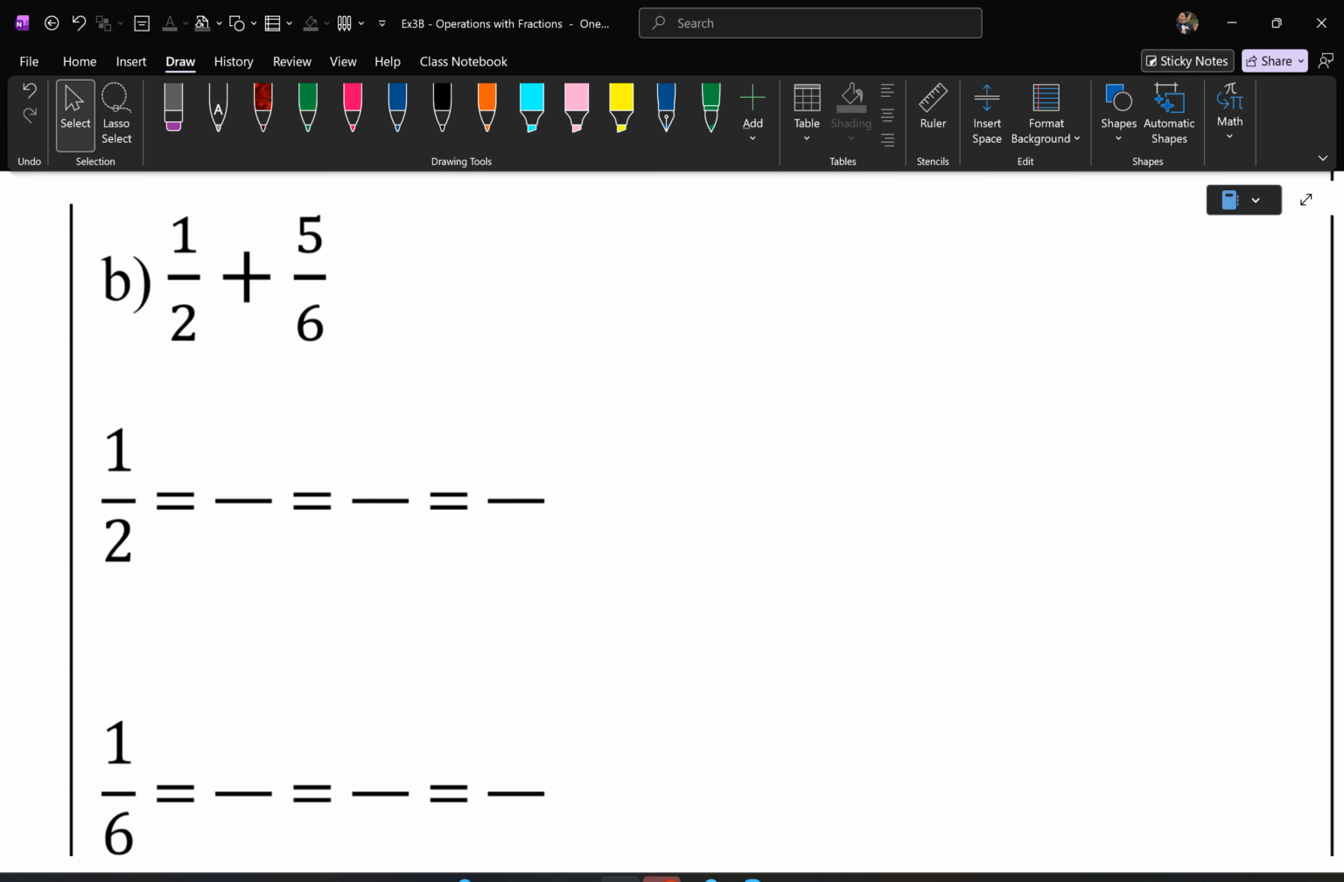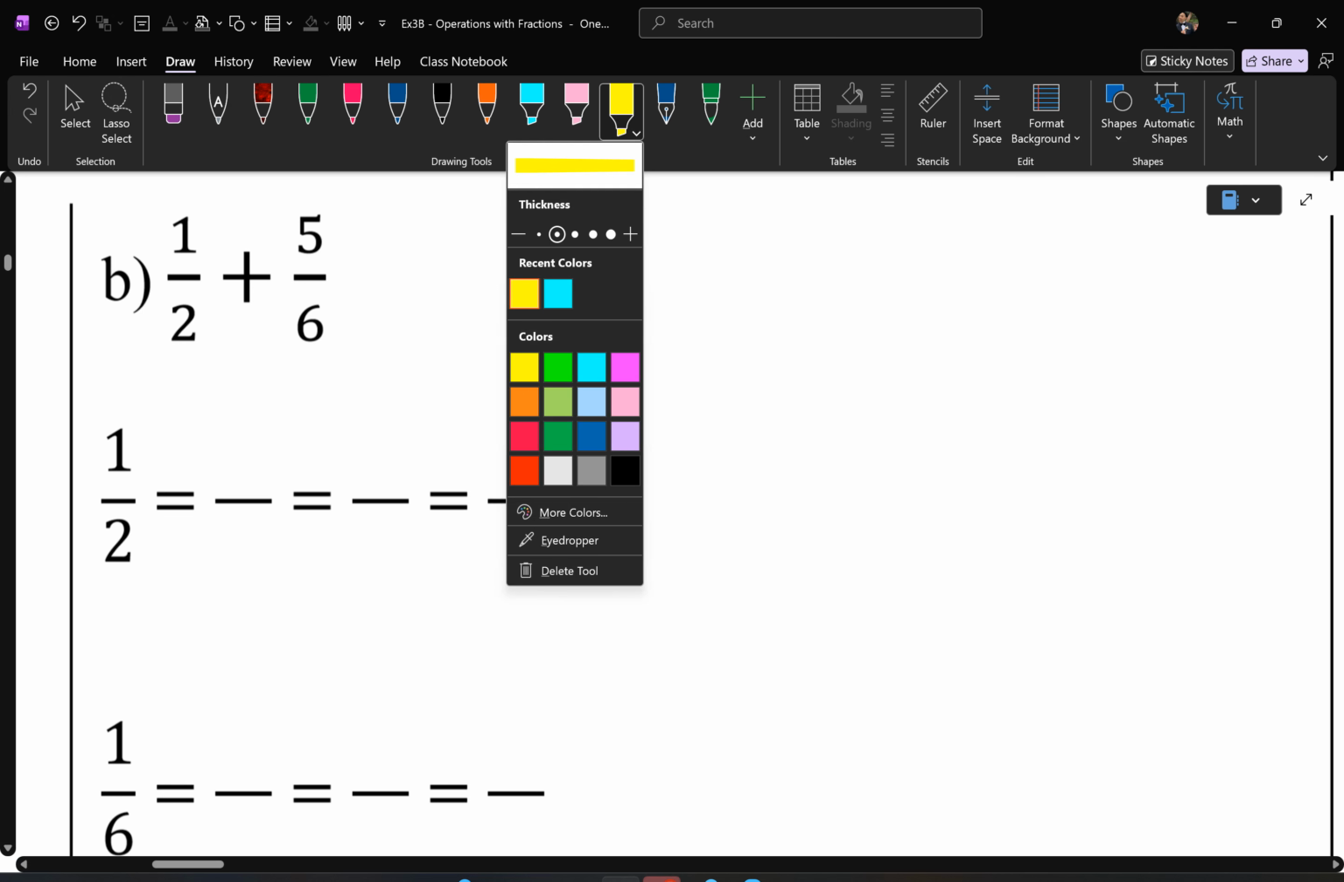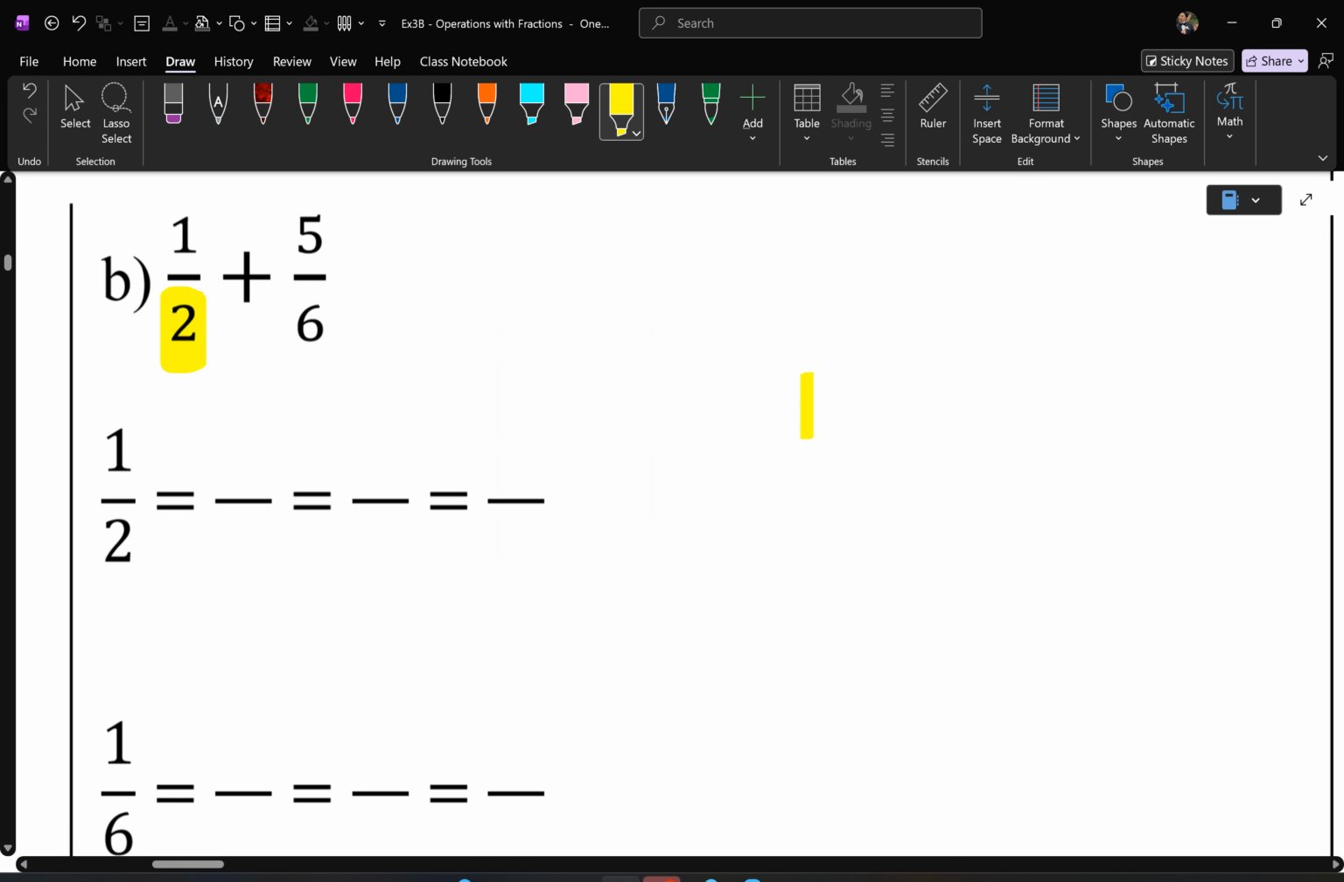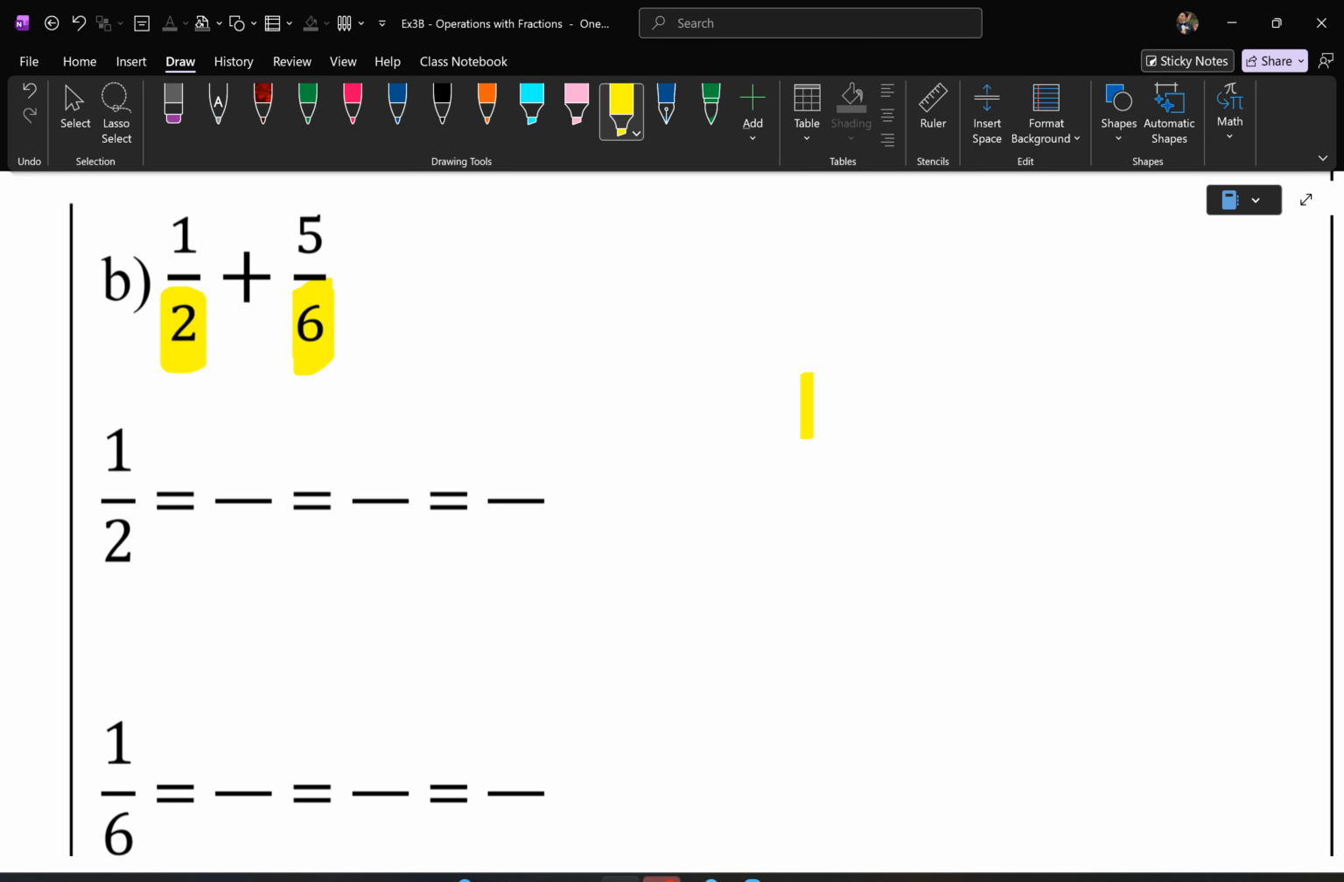First thing is, are they the same type of fraction? No, this is a half, a lot bigger. You're cutting a pizza into 2 pieces versus 6. If you cut it into 6, it's a lot smaller. So they're 2 different pieces already. So now you need to make sure they're the same.